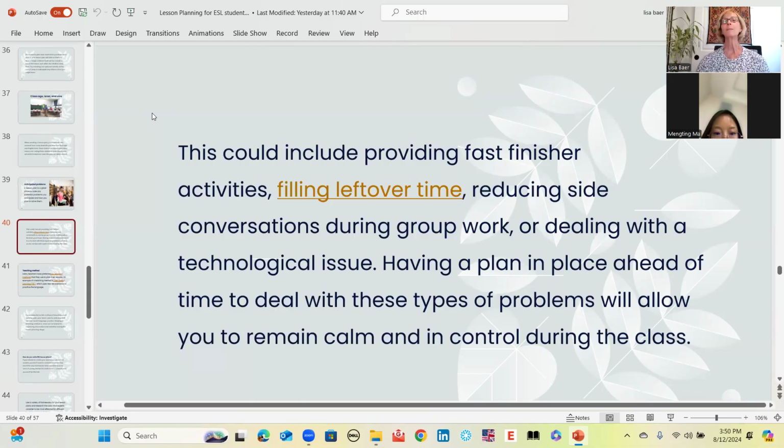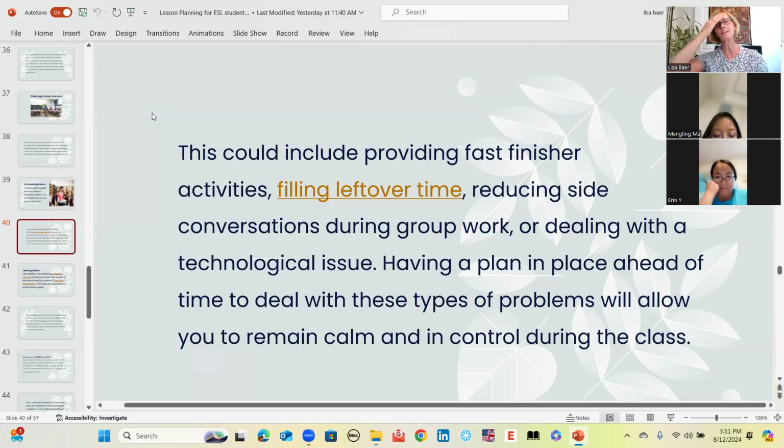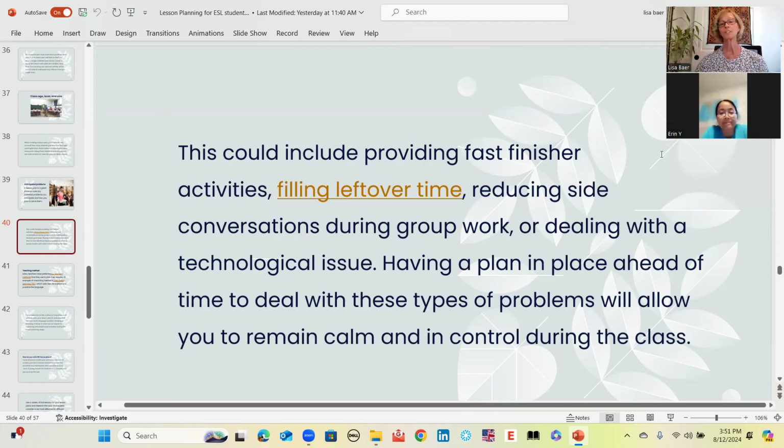So you make sure that you have activities for kids who finish early, and you let them know, okay, any of you that finish within the 10 minutes, before the 10 minutes, raise your hand and I'll give you another activity. So this is going to keep them working and focused on what you're doing, so you can transition much easier.